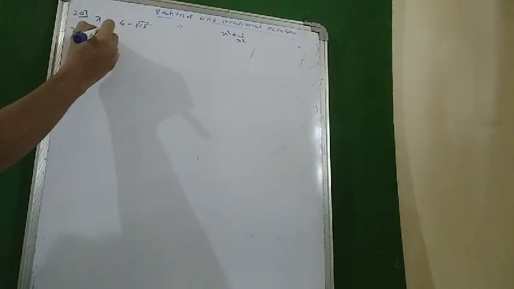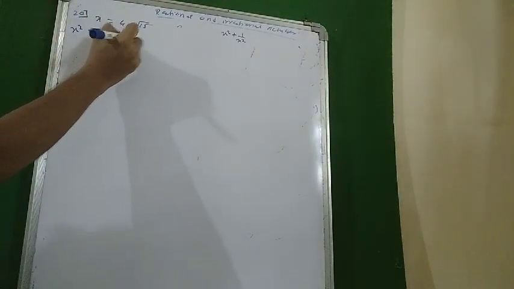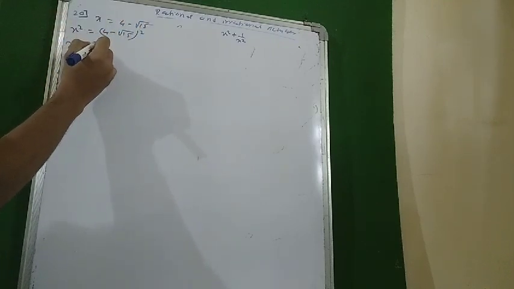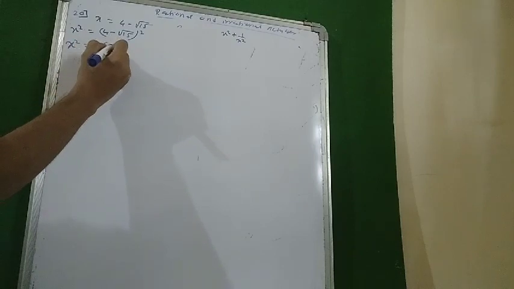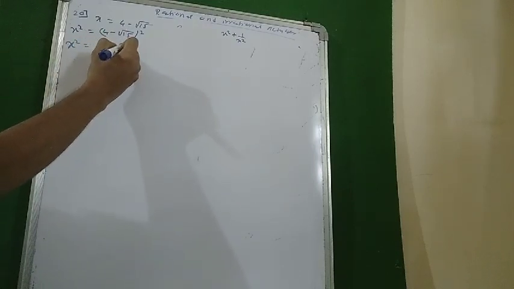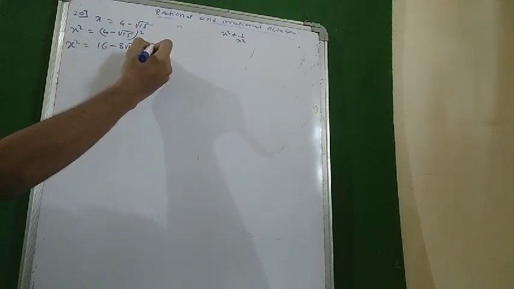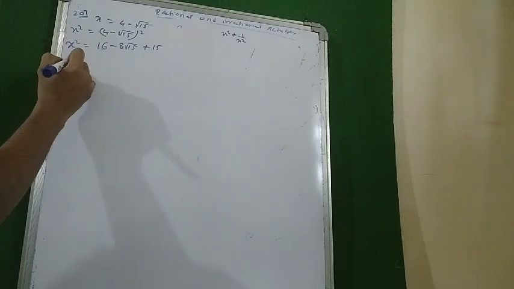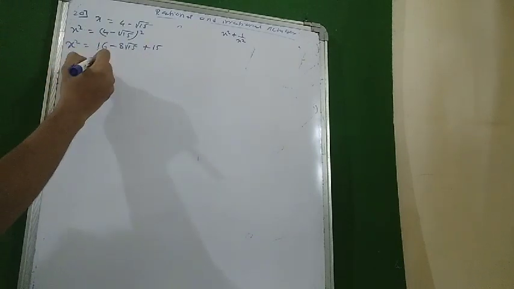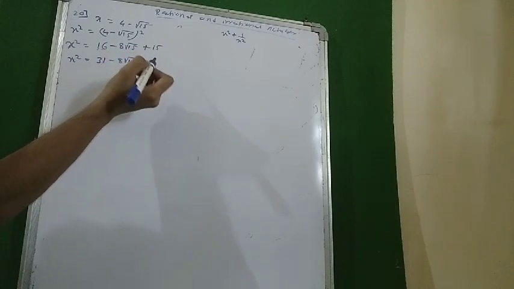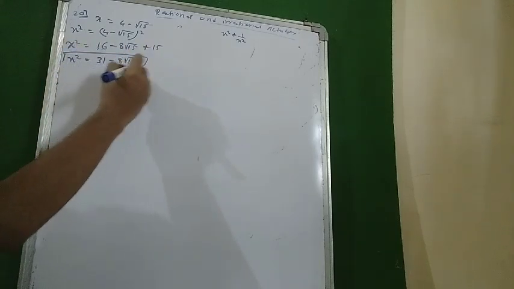So x square is equal to 4 minus square root of 15 the whole square. Therefore, x square is a minus b the whole square: a square is 16, 4 square is 16, minus 2ab, 2 4s are 8, so it is 8 root 15, plus b square. Square root of 15 square is 15. So x square is equal to 15 plus 16, 31, minus 8 root 15. So this is the value of x square.